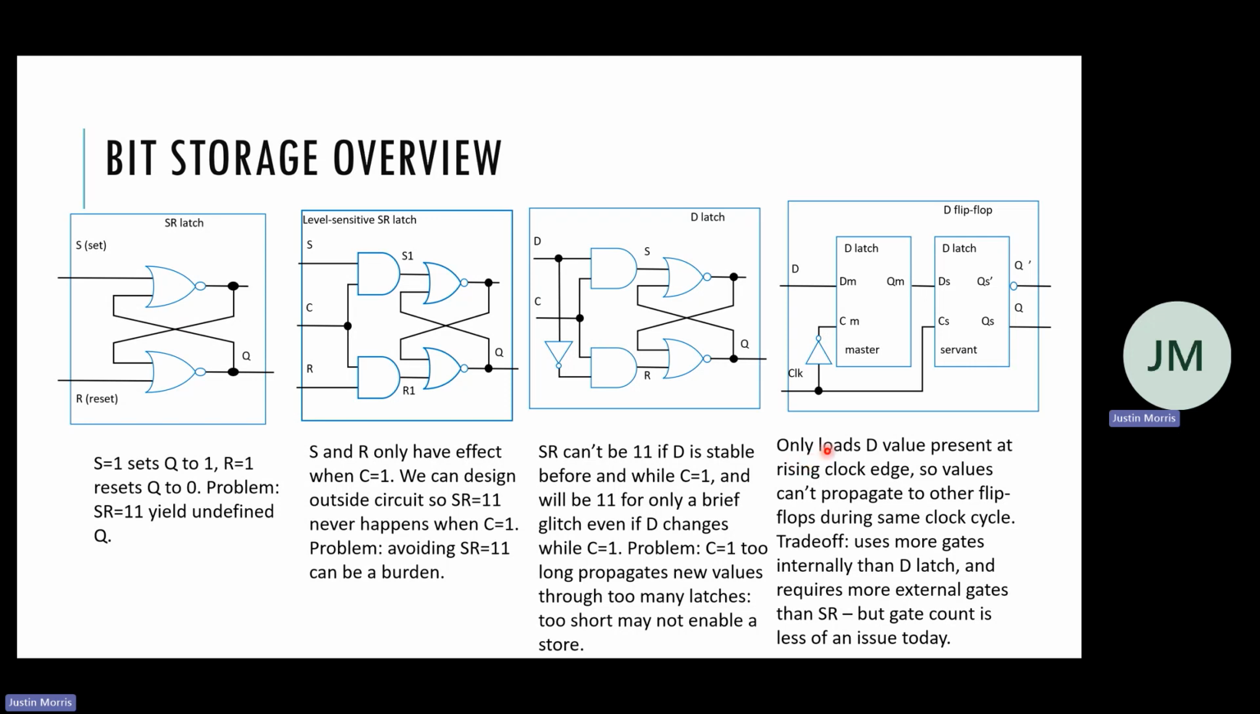So that's why we have the D flip-flop, which is just 2 D latches. One is the master, one is the slave. And this will only load the D value at the rising edge of the clock, because this one is enabled during the lower part of the clock, and then this one is only enabled at the upper end when the clock is 1, and when the clock is 1, this one is disabled. So it's not letting any new input come in. It's just holding what it previously was.